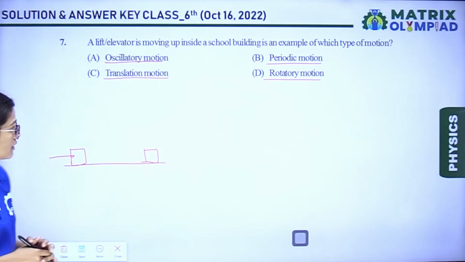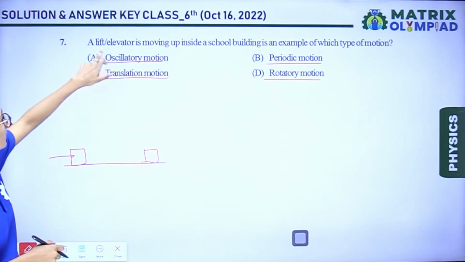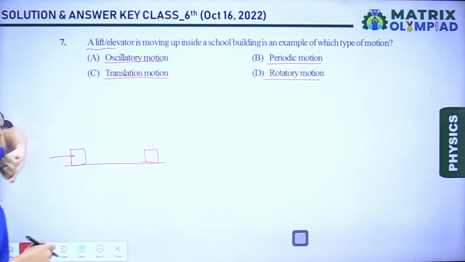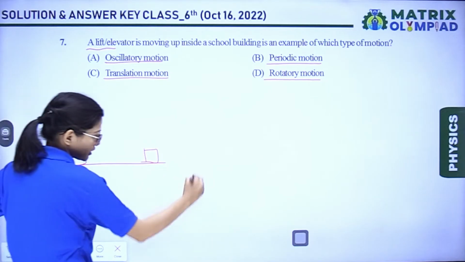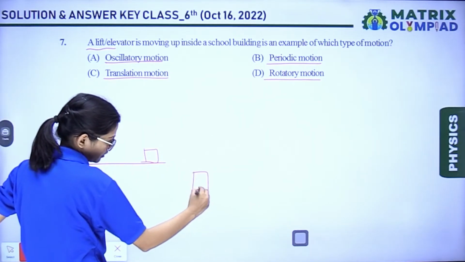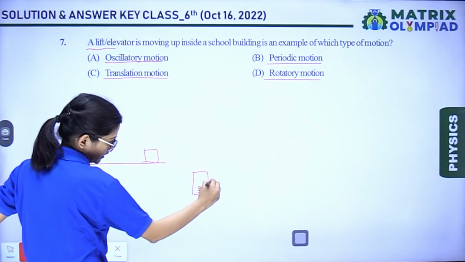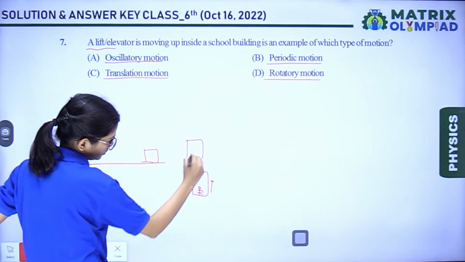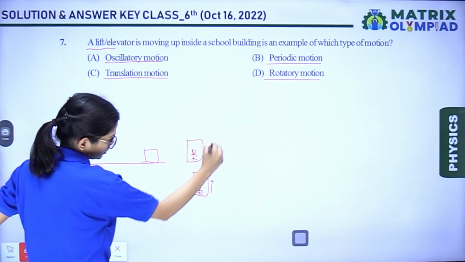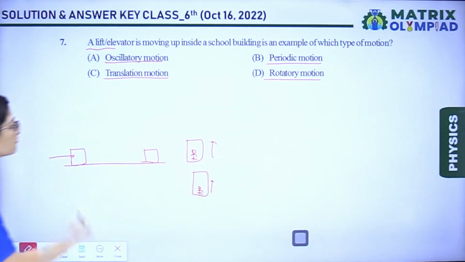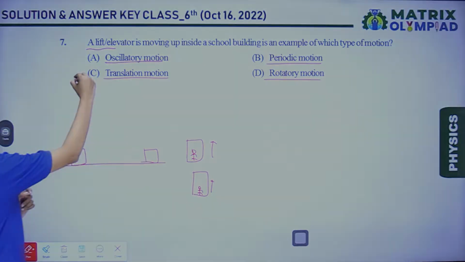So in this question, we have to tell the motion of a lift. Have you ever seen a lift? For example, you are going upward. The lift moves like this. Yes or no? Then it is doing this type of motion. That lift is doing translatory motion. So for our 7th question, our C option will be correct.